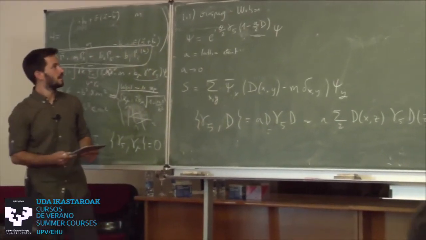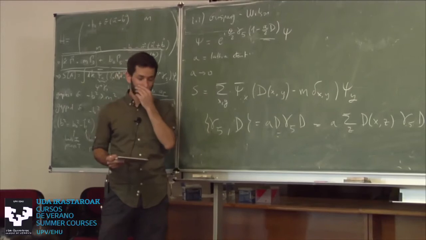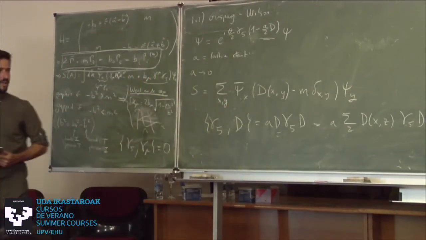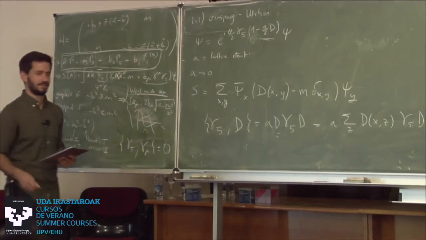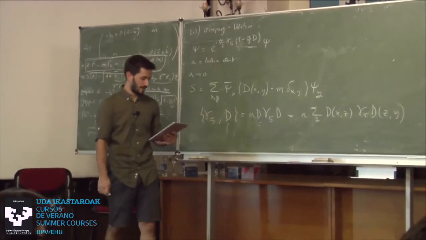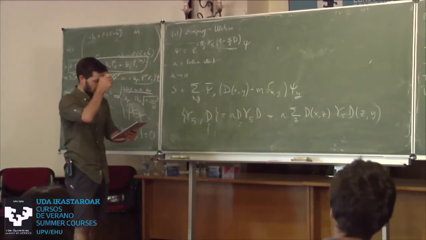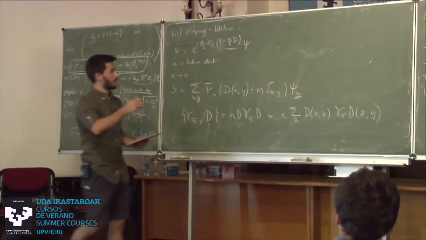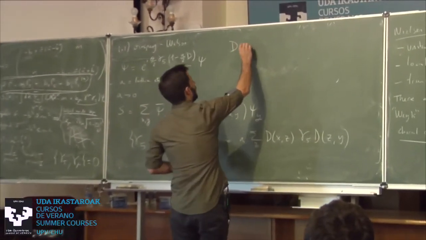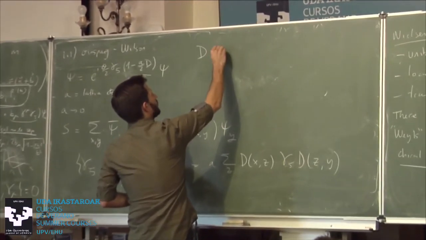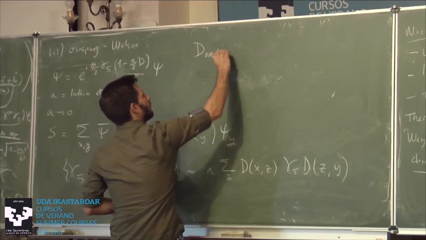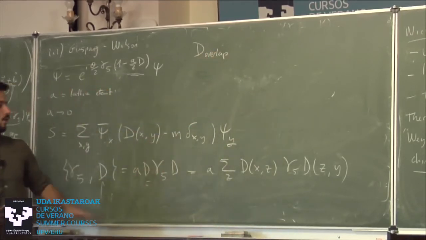And in fact, Ginsparg and Wilson proposed this in, I think, 82 or the early 80s, but it took more than 10 years for somebody to actually give an expression for this guy. So I'm not going to say what that is, but the most popular version of D, or one solution, let's say, is called an overlap fermion.